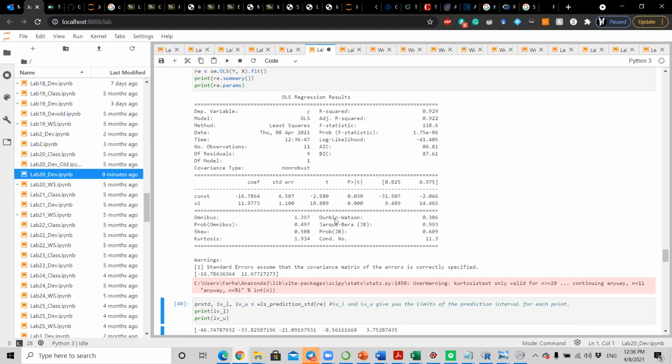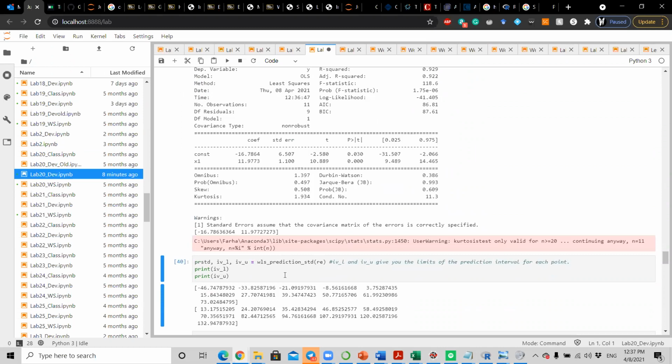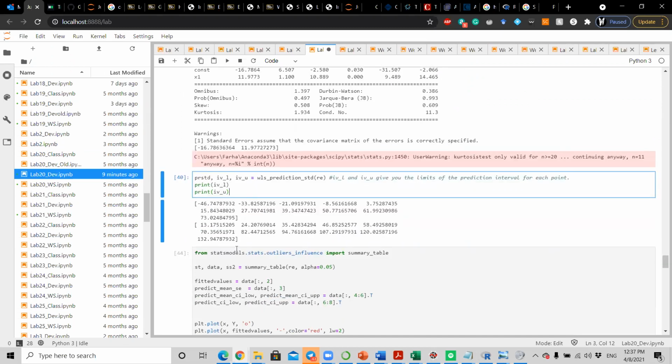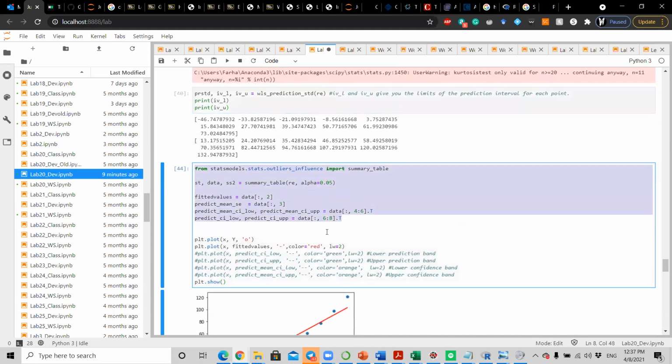You've seen this from Dr. Cleveland's lecture, so don't be terrified. Now, we are going to use the wls_prediction_std and calculate the prediction intervals for each point, the lower limit and the upper limit. When you look at it like this, it may not be as meaningful, but we're going to use this on a plot and you will see how useful they are. And then through this, I am also calculating my confidence intervals, lower band and higher band.